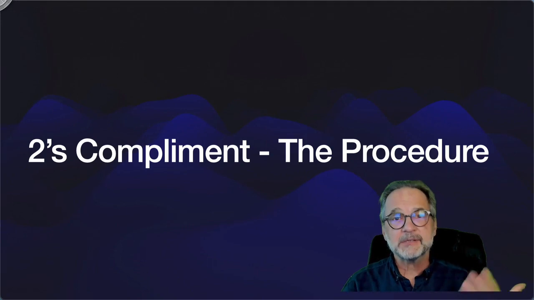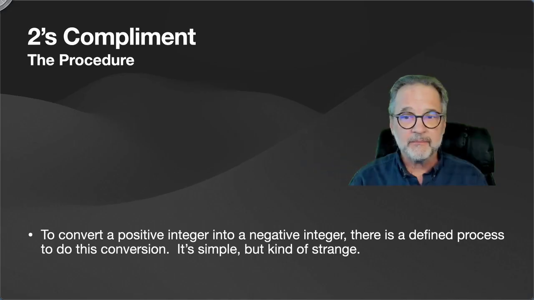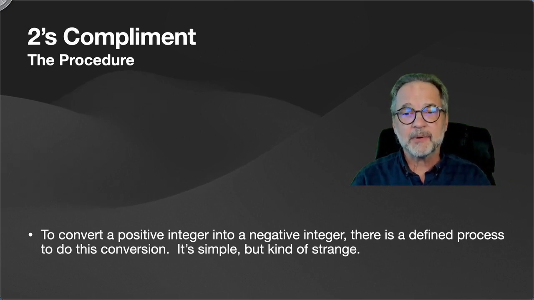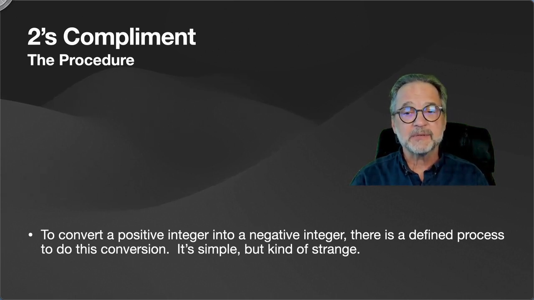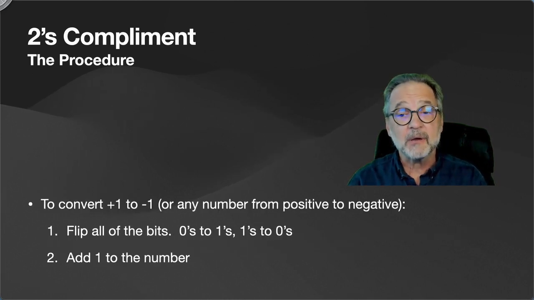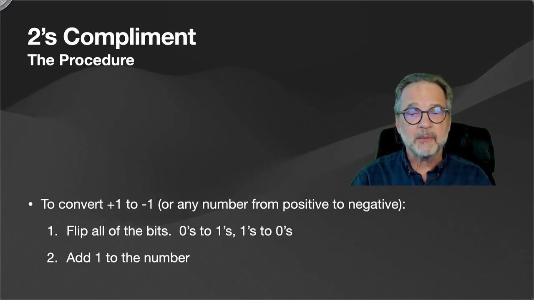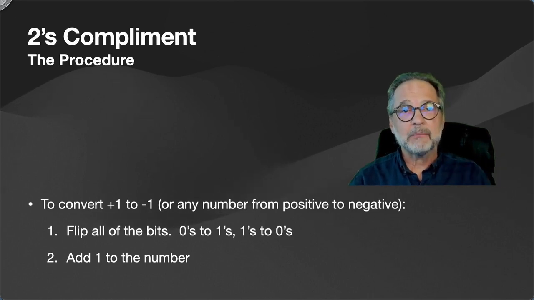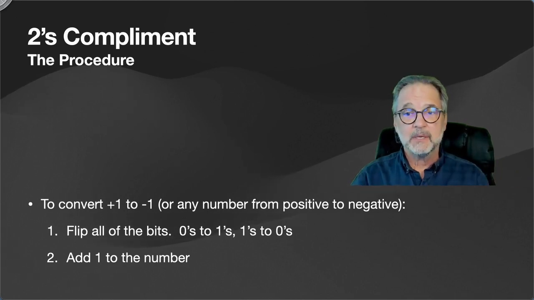So what do we actually do to implement 2's complement? It's a very simple procedure. To convert a positive integer into a negative integer, there's a predefined process. It's simple, a little bit weird, but this is how it works, and then we're going to demonstrate it in some code. To convert positive 1 to negative 1, we flip all of the bits, so all zeros become 1s and all 1s become 0s, and then we add 1 to the number in its entirety. That's it. To go from a negative 1 to a positive 1, we do the exact same thing.